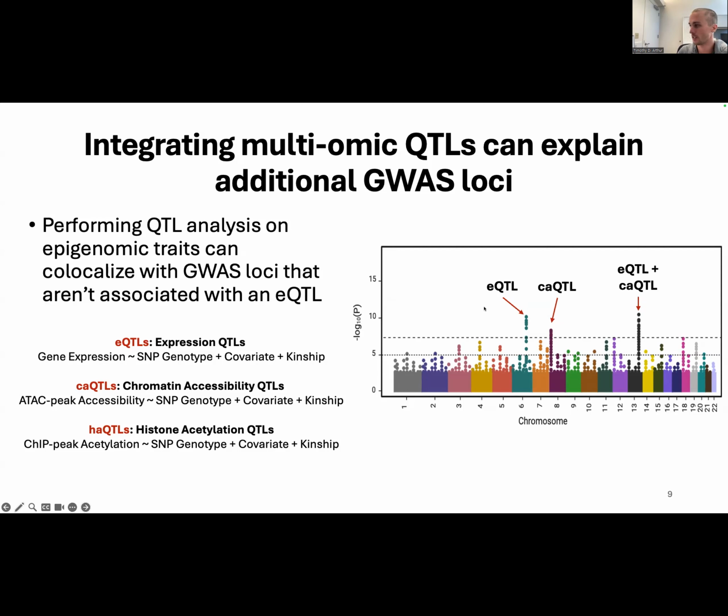And here we have the same Manhattan plot in the toy example, and you can see that this locus is theoretically associated with an eQTL, and this locus is associated with a CA QTL. So layering on this additional information and integrating epigenomic phenotypes can help characterize these loci without any associations with gene expression.